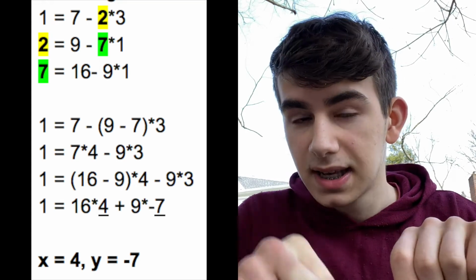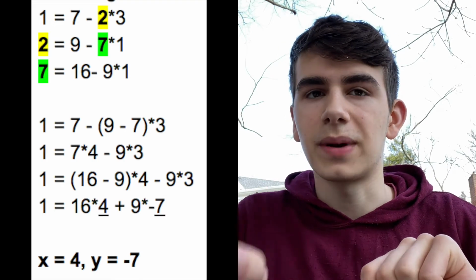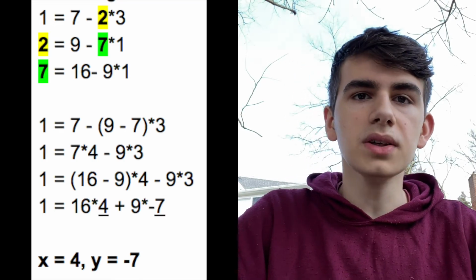And you can check that. That's 64 minus 63, which is 1. So there's our first solution for negative 7. Let's go on to the next one.